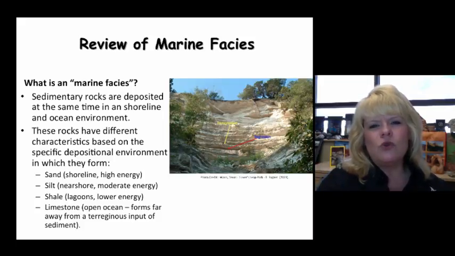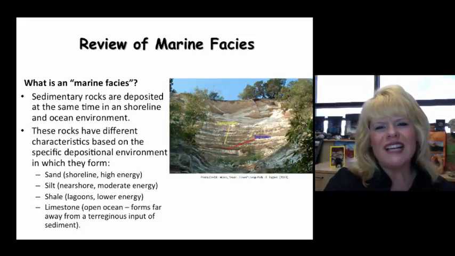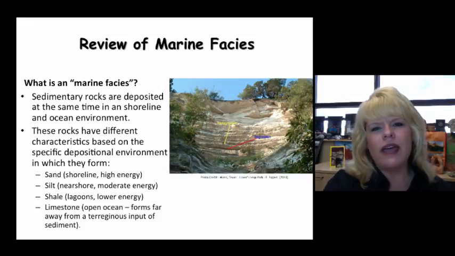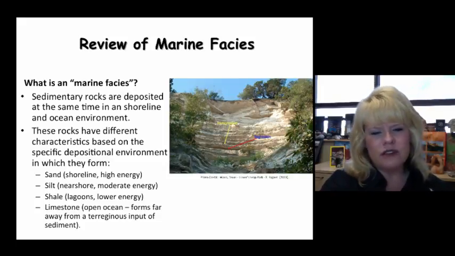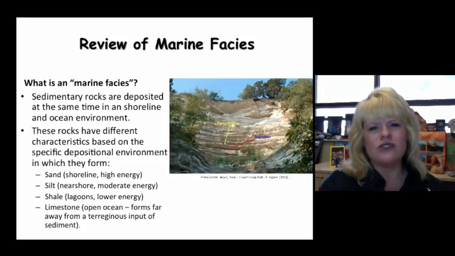So the closer you are to shore, the bigger, coarser the sediments are, like sands, and then you get farther away, they turn into muds and limestones. And also, the further away you get from the coastline, the less terrigenous input they have, which means the less detrital material from continents washing off from rivers and snow melt and rainwater.